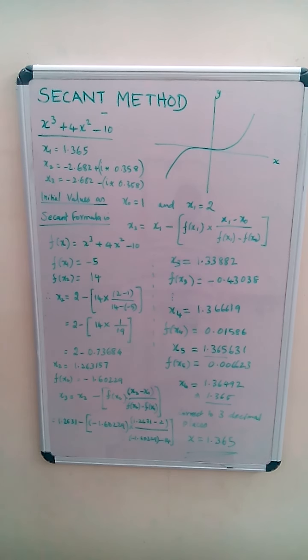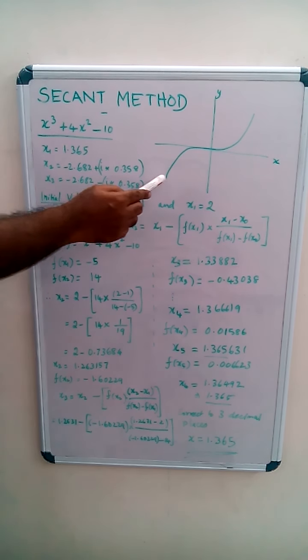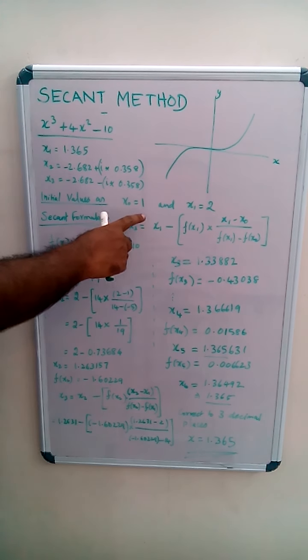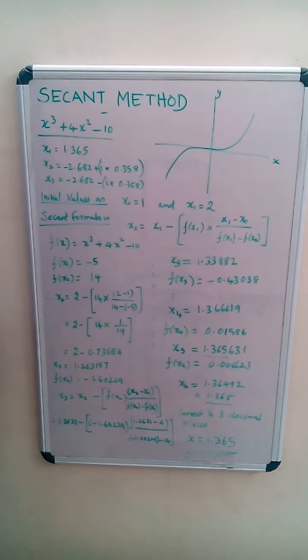This is a cubic function, hence you will have 3 roots, and if you plot this function, the behavior of this function will look something like this. For this function, we have one real root given by x1 is equal to 1.365 and the other two roots are complex roots. As we know that we need two initial values, we start with the initial values x0 is equal to 1 and x1 is equal to 2.